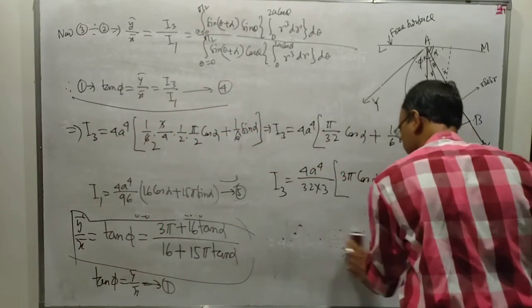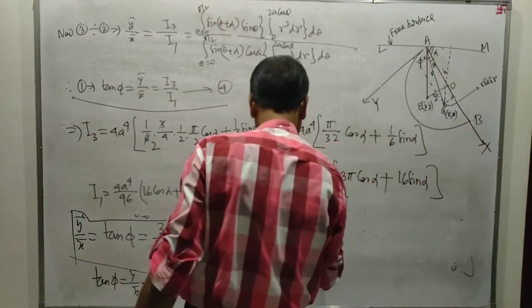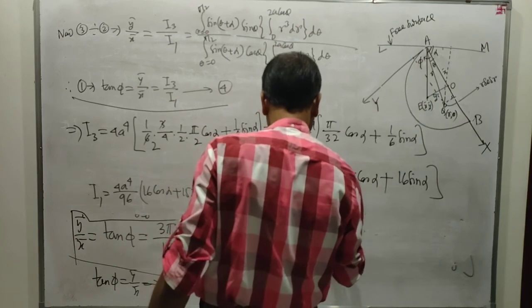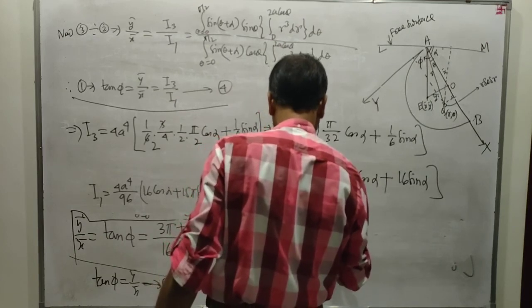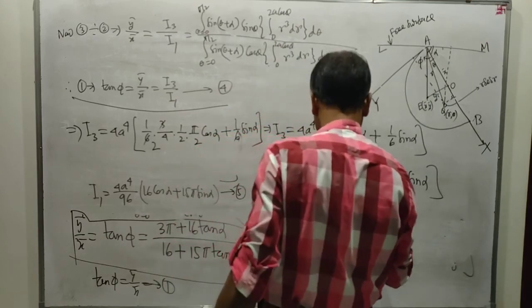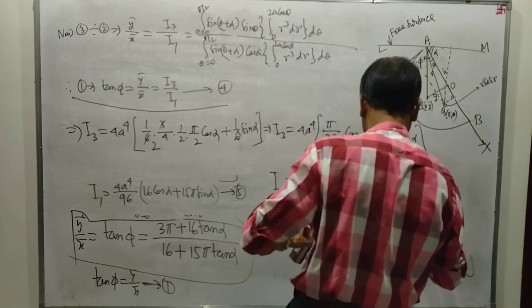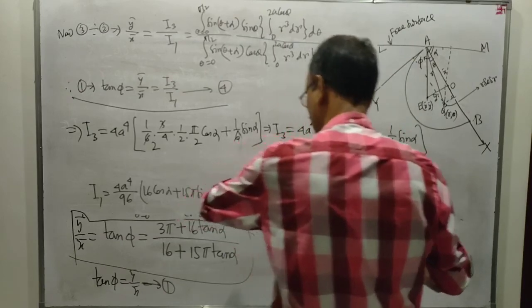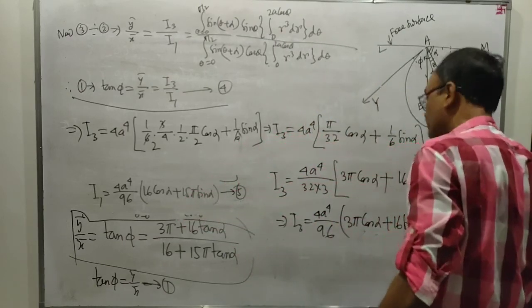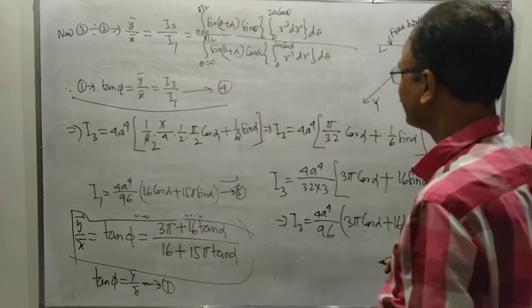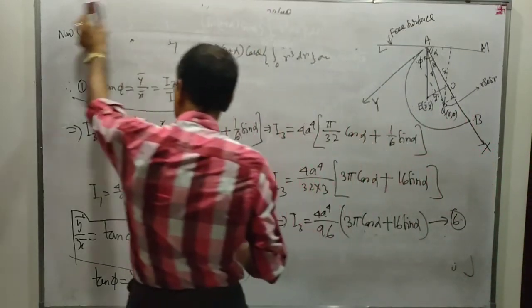This means I3 equal to 4a to the power 4, 96, 3 pi cos alpha plus 16 sin alpha, it will be like this. Number 6.